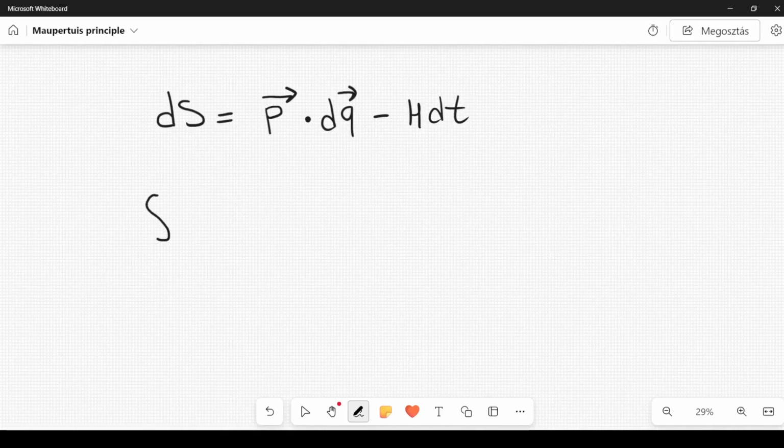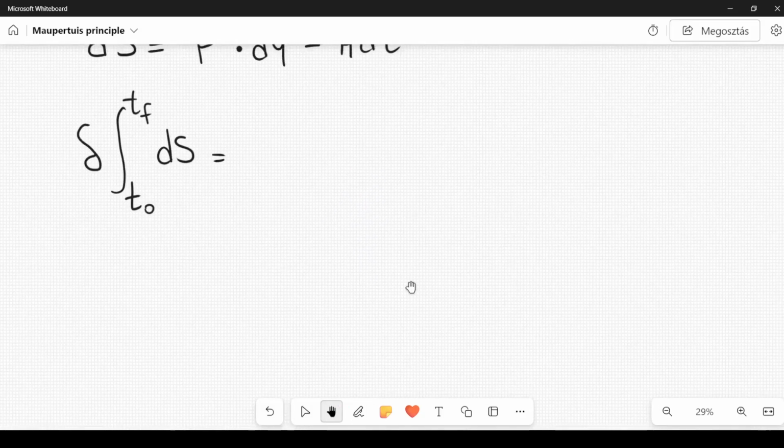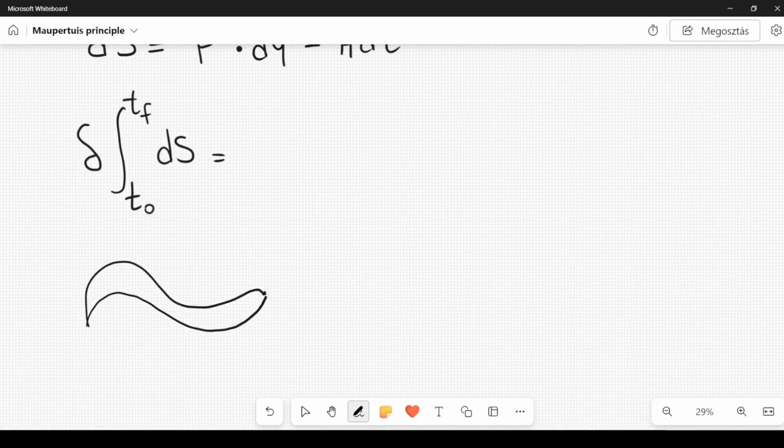Now, if we take the variation of the integral of the action from some initial time t0 to some final time tf, we have the integral over dS. What is this equal to? In general, when we vary the action, by fixing the endpoints, we have 0. But now we want to be more general than this. In particular, in general, when we vary the action, we have something like this. So we have two endpoints, and then we vary the path, the trajectory between those two endpoints. So here, these two are fixed, but in between we have different paths. So that's the variation.